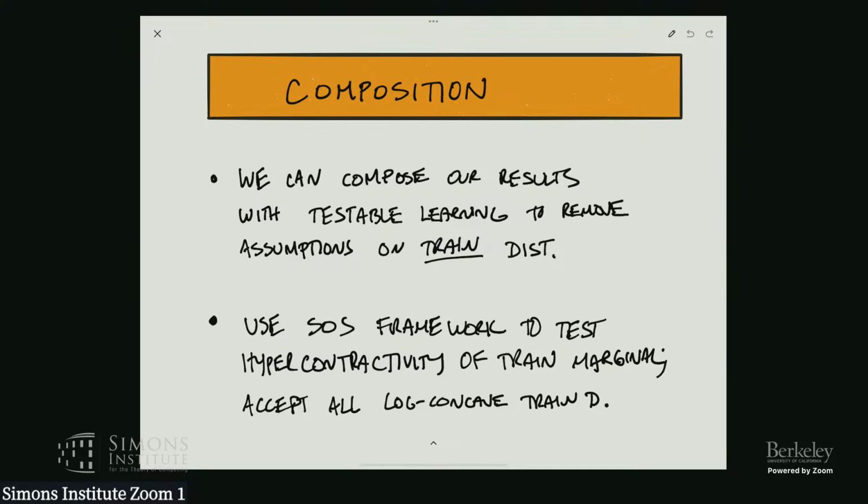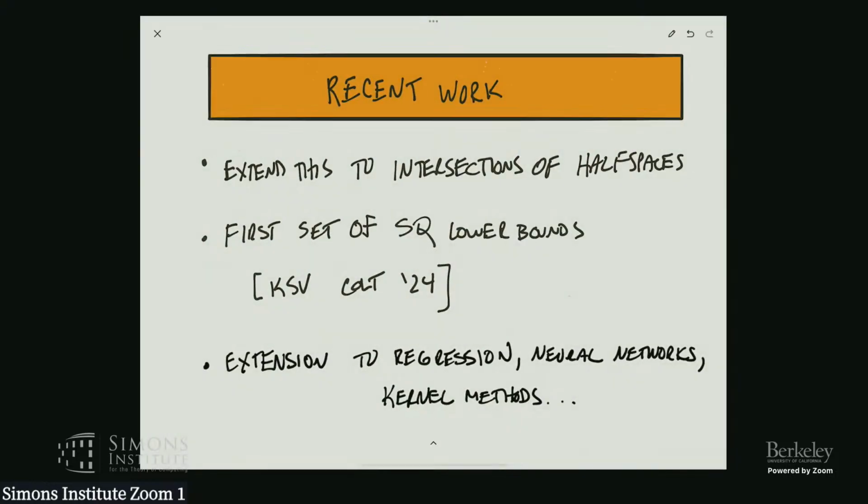We can compose results from testable learning so that we don't even have to make assumptions on the training distribution either, if you wanted to get rid of those. This uses the sum of squares framework to test hypercontractivity properties of the training distribution. In other recent work, we've been able to extend this not just to half spaces, but to intersections of half spaces.